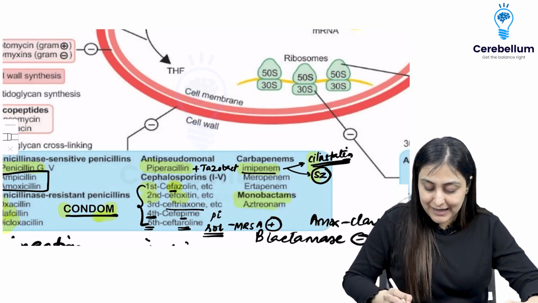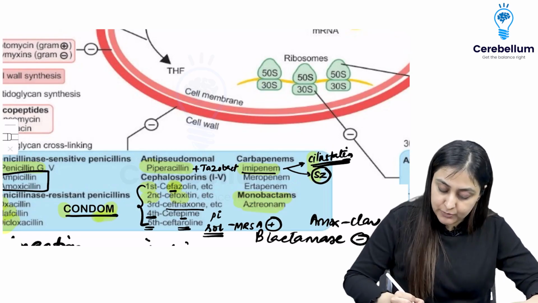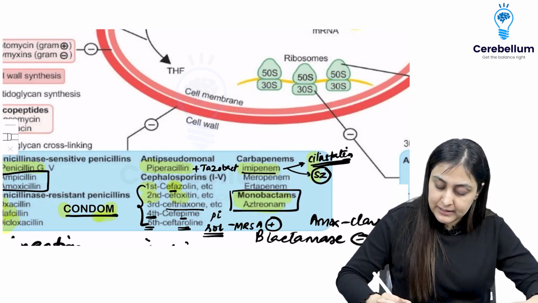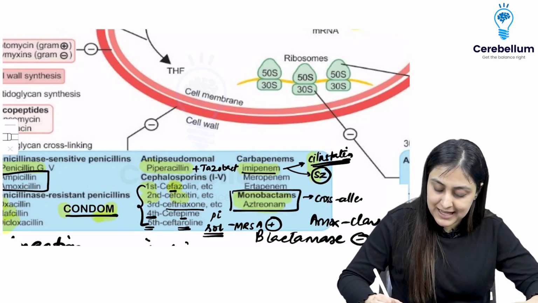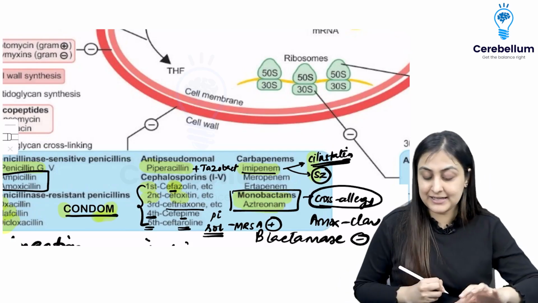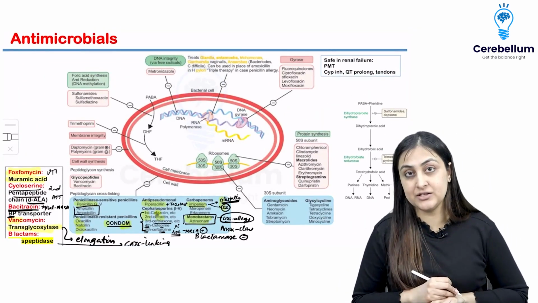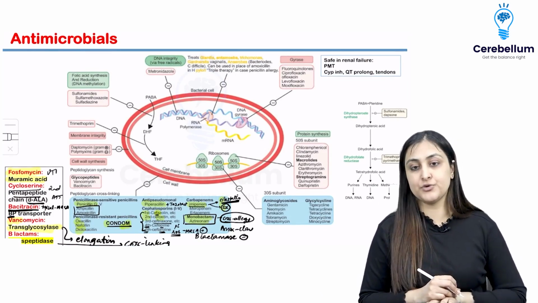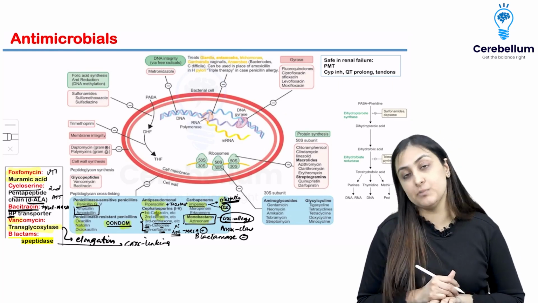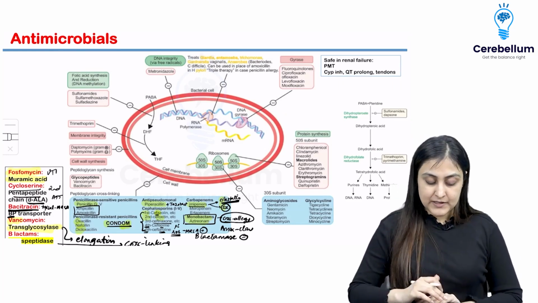And then monobactam, or aztreonam. So mono acts alone because this is the only category which does not have any cross allergy. All of the other beta lactams have cross allergy, meaning if you are allergic to penicillin, you will be allergic to cephalosporins also, carbapenems also, but not monobactams. Okay, so this is about that.